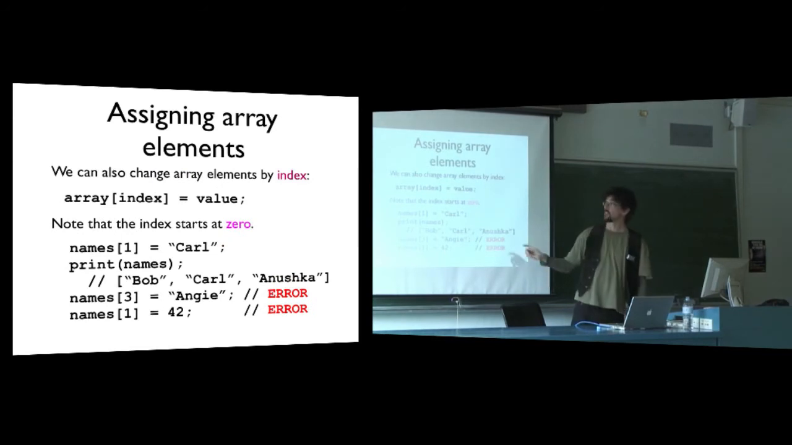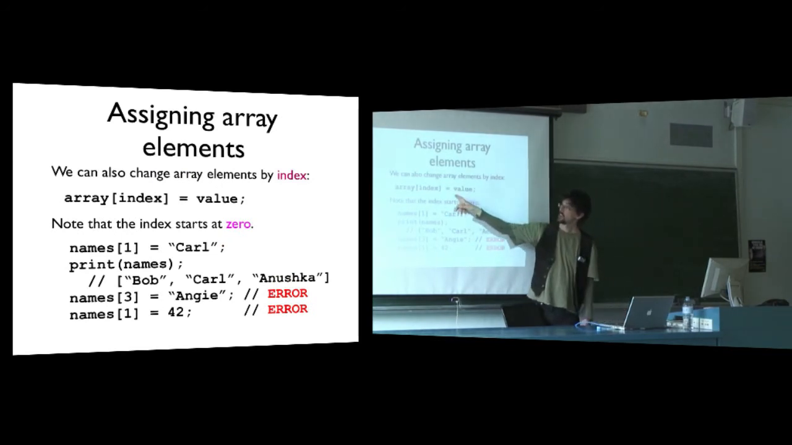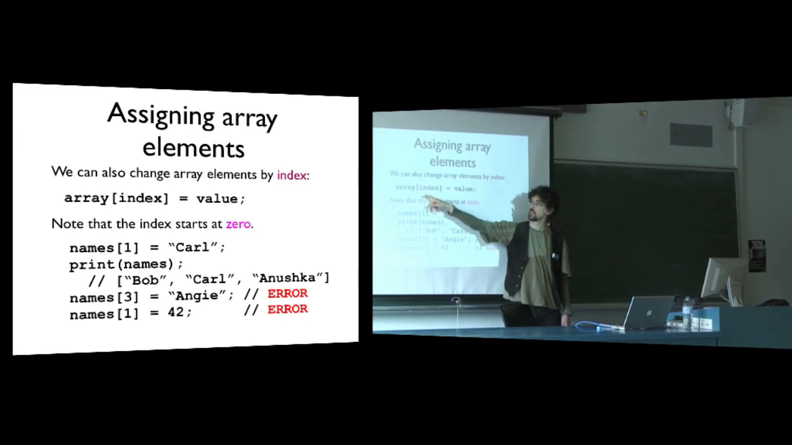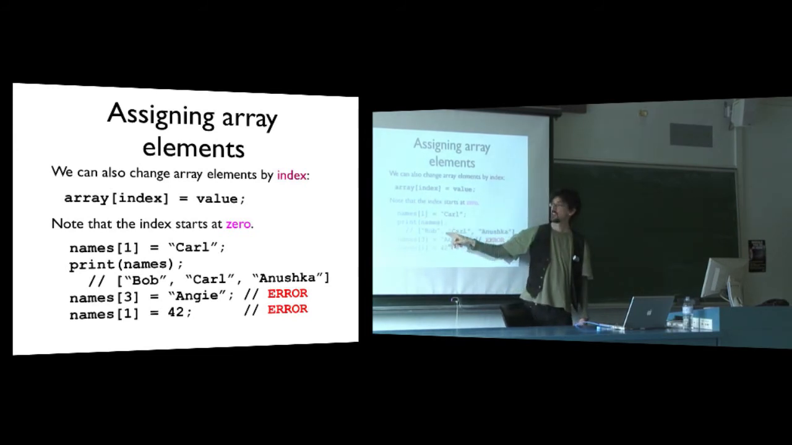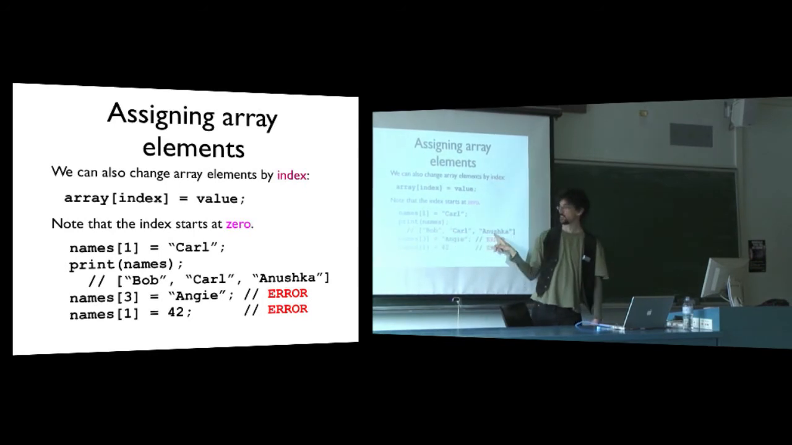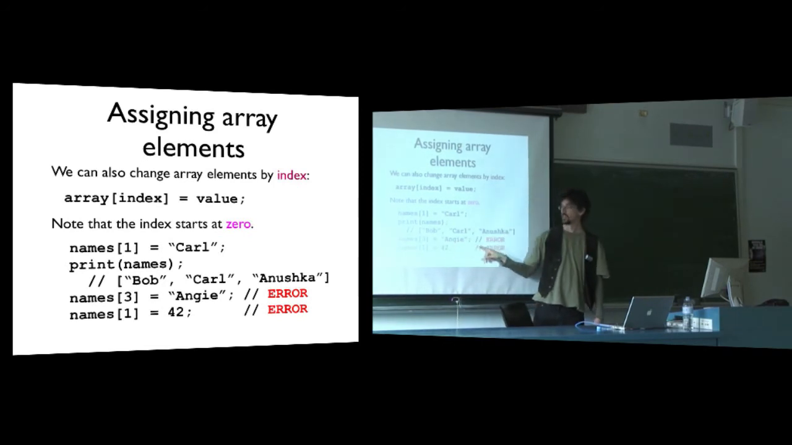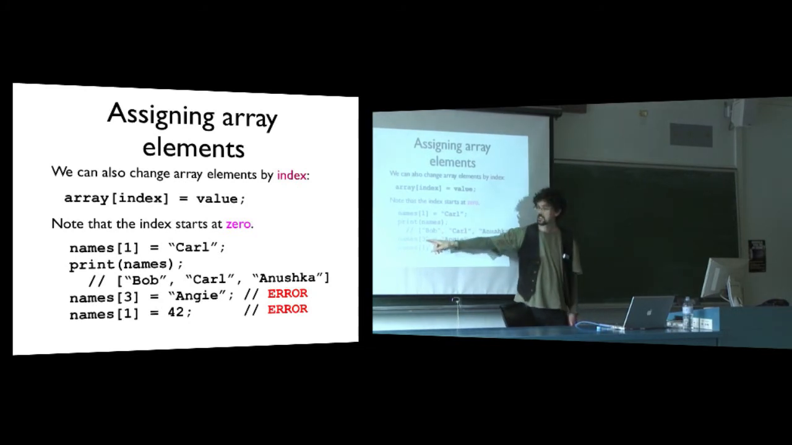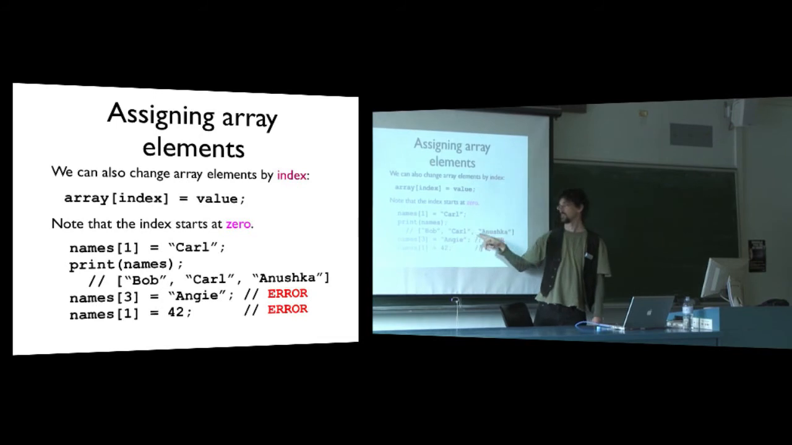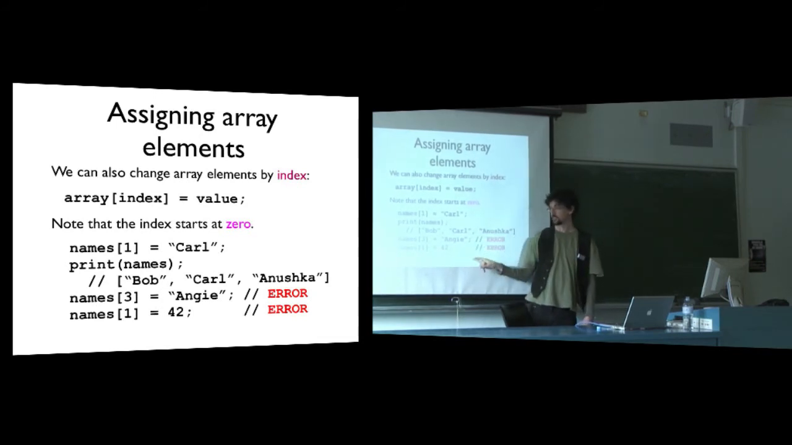We can also set the values in our array using the same notation. So we can say name 1 is Carl, and now we've changed name 1, and so now the array will show Bob, Carl, and Anushka as the 3 elements. We can't set elements beyond the length of the array, so we can't set element 3 because element 3 is beyond the end of the array. We can't set the elements to a different type either because arrays have a fixed type.